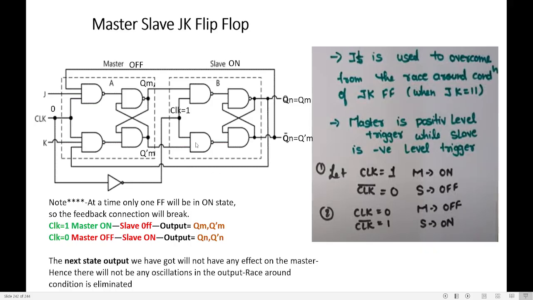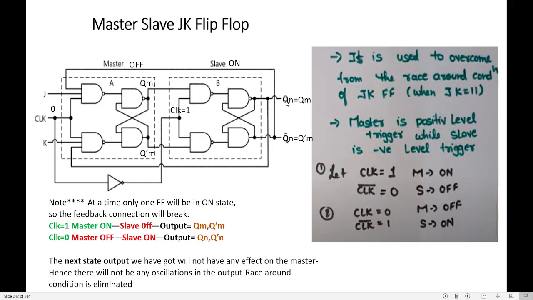Since slave is on, what is the job of slave? To propagate the output of master to the output terminal. So the output of slave Qn and Qn bar will be Qm and Qm bar. What is the job of slave? Slave propagates the master output. That is why we call this fellow a slave, and the first JK flip-flop is master.